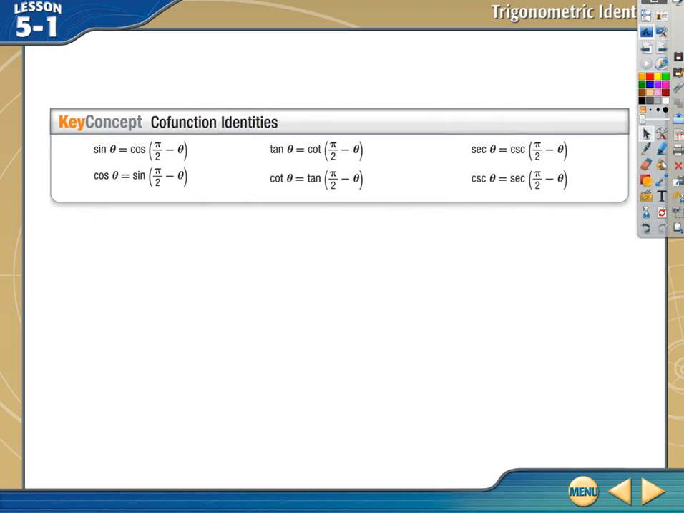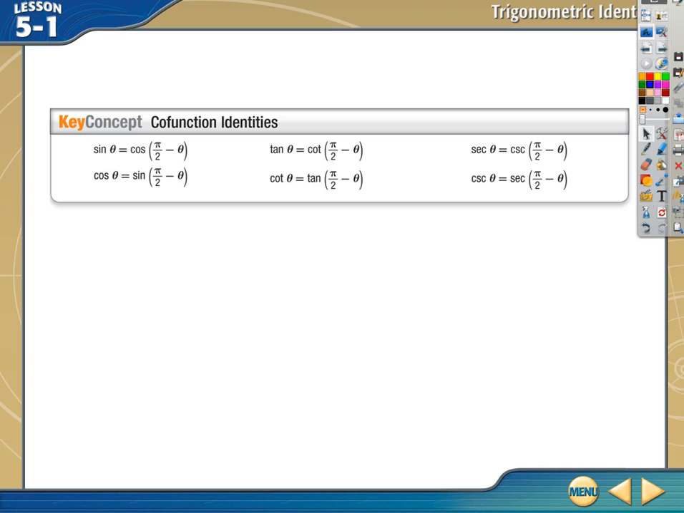So here we have different called cofunction identities. These are mainly just shifting, knowing that sine, if I have pi over 2 and I subtract a theta, is a shift. Same thing with cosine. All right, they described how the shift happens in tangent and cotangent, secant and cosecant. All right, fairly straightforward and easy.